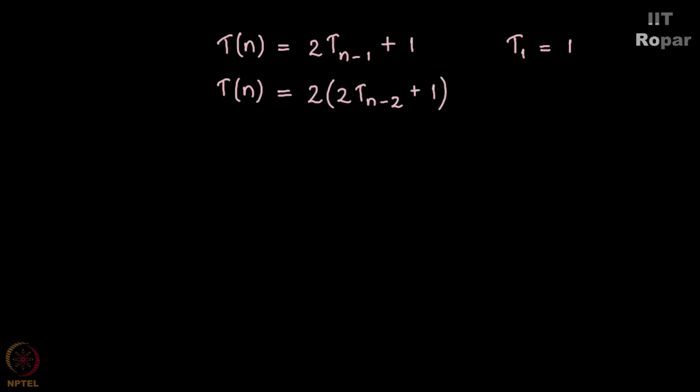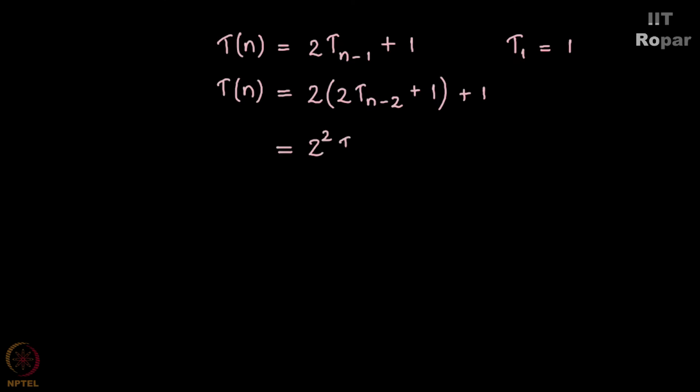We have seen that the recurrence relation for towers of Hanoi goes like this: T(n) = 2T(n-1) + 1, given the initial condition T(1) = 1. Now, I can write T(n-1) as 2T(n-2) + 1, with the initial 2 as it is and the last one as plus 1 as it is.